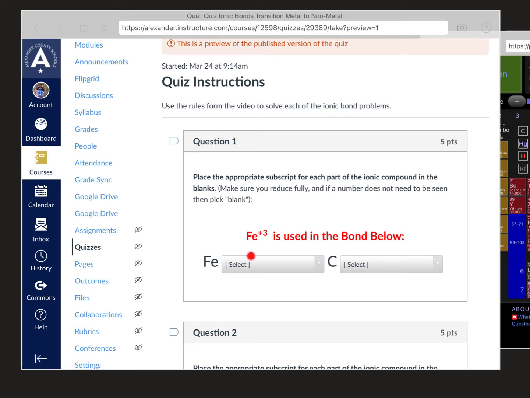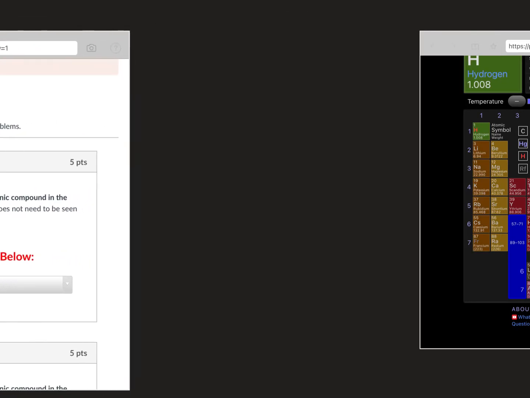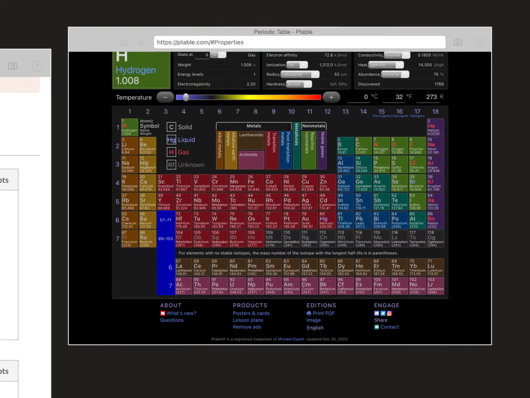Now, iron is a transition metal, and so you don't know its charge unless it's stated. That's why I state it here. Iron plus 3 is what you're going to be using in this. So the first thing I'm going to do is on a sheet of paper, I'm going to write out that I have iron plus 3. And then I'm also going to have carbon, and I need to know what carbon's charge is.